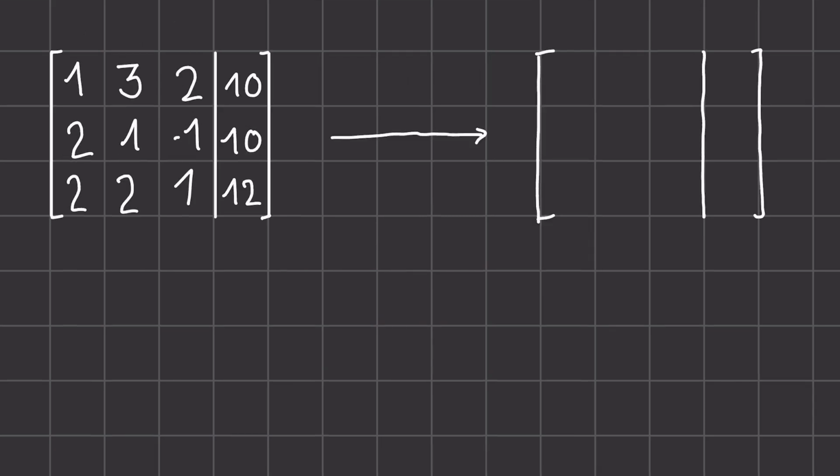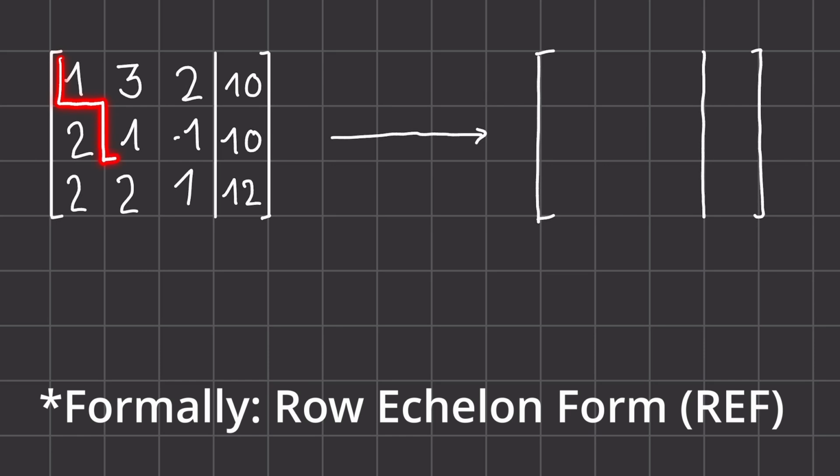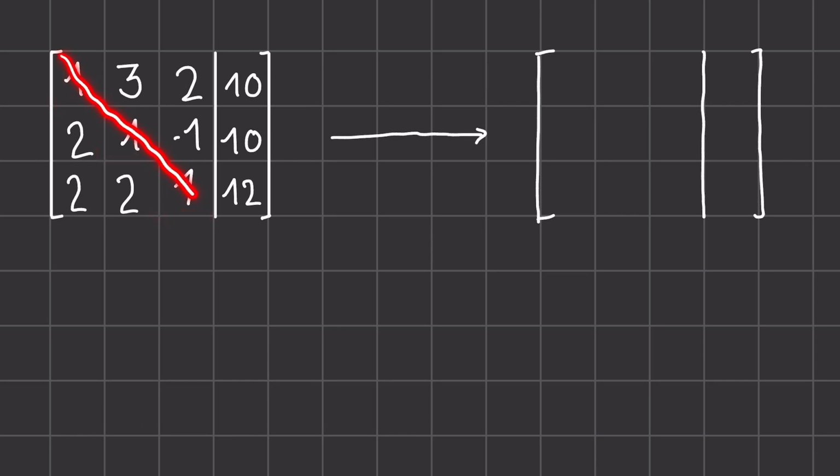The goal of Gaussian elimination is to turn our matrix into a staircase form, where all the numbers below this diagonal, so these numbers and this number, will be 0, and in our case we want the diagonals to be equal to 1. However, in some books this is not required for Gaussian elimination and only for Gauss-Jordan elimination.